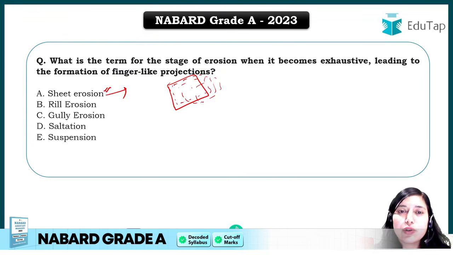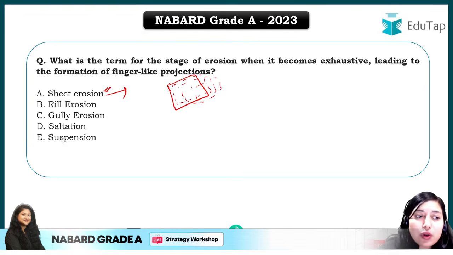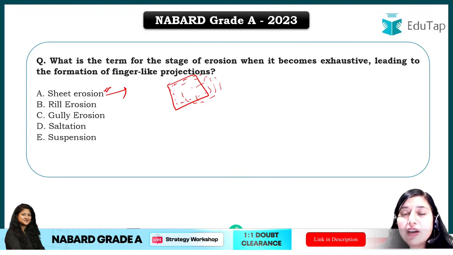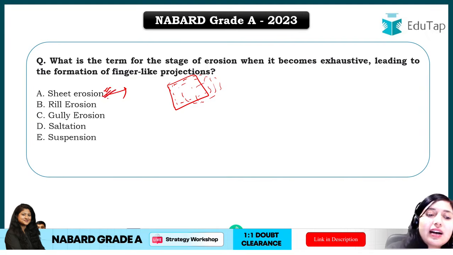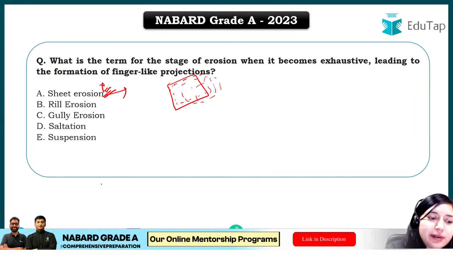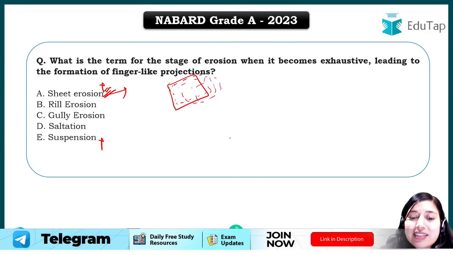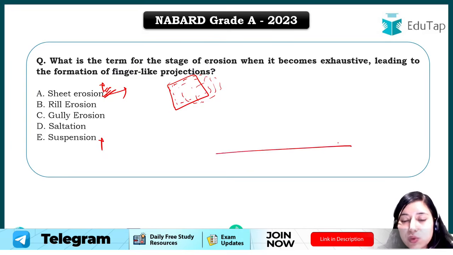It is very harmful for agriculture, and usually it is not noticeable. It's a very gradual erosion that happens and is not noticeable to the farmers. When the soil becomes infertile, then it is noticed that sheet erosion has happened for quite a long period of time, right? So this is sheet erosion. Here no finger-like projections are formed, so this will not be the answer, right? Now let's move ahead to suspension. What is suspension? Basically it is air or wind erosion, I would say.